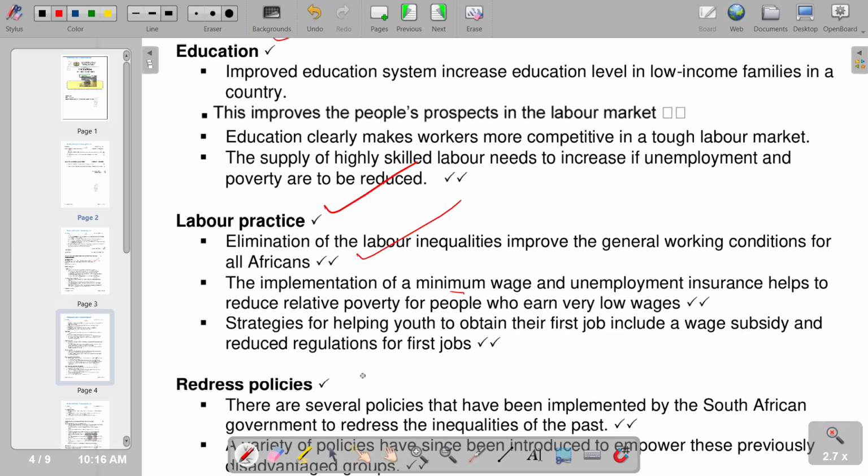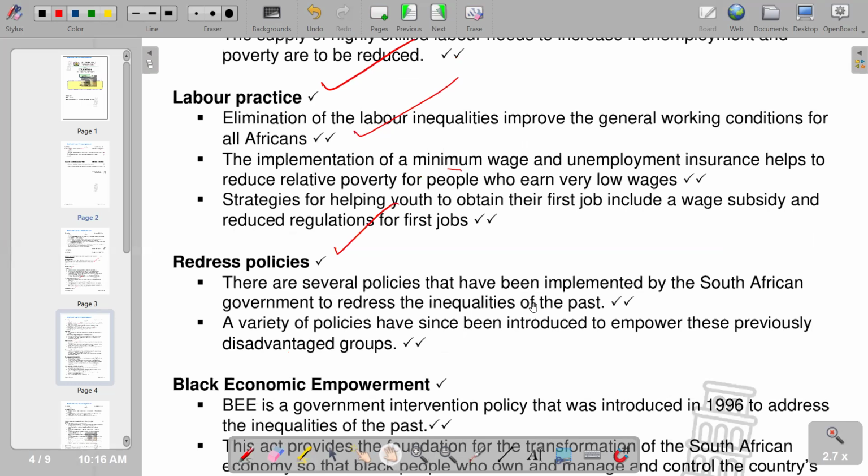So we also have another method, which is redress policies. Redress policies are several policies that have been implemented by the South African government to redress the inequalities of the past. So we've got a variety of policies that can be included under redress policies.